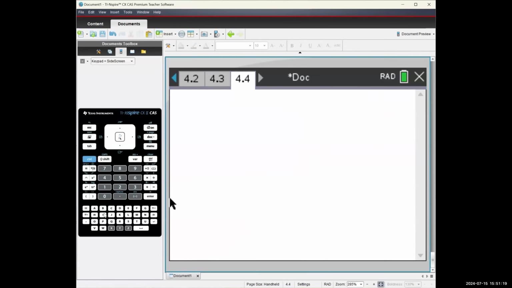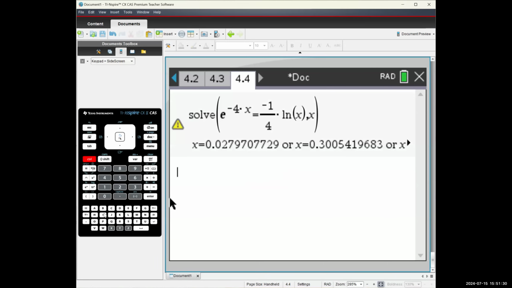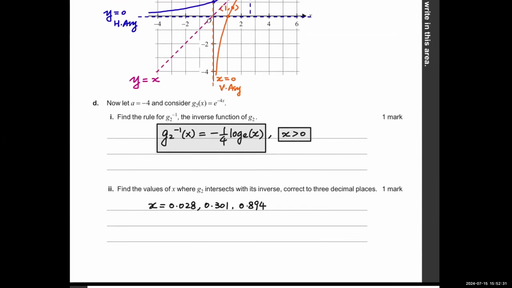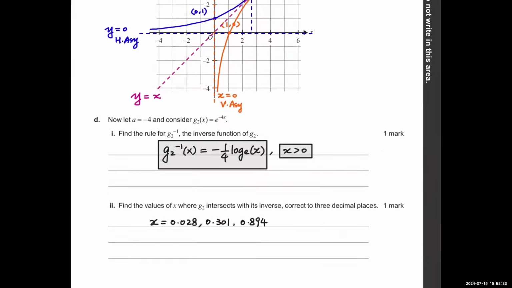Let's say, solve, exponential minus 4x equals -1/4 natural log of x, comma x. So there are, let's say, 3 values. So you write the 3 values now. Okay, so that is the last part.